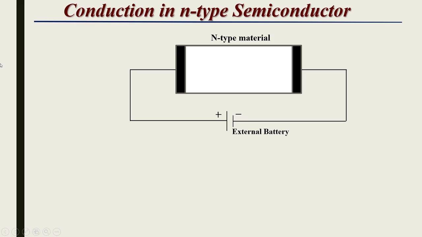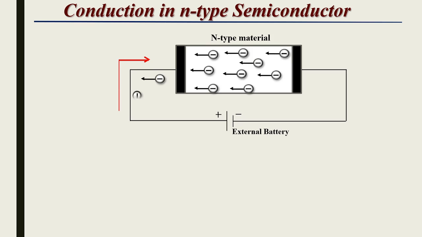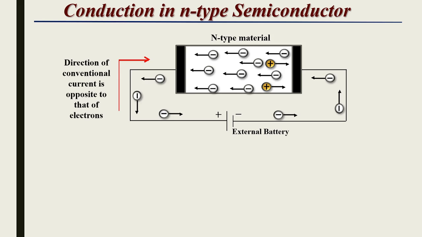So this is the n-type material, and it is connected to an external battery. Here we have the maximum number of electrons and a small number of positive charges, that is, holes. When the positive and negative terminals of this battery are connected to this n-type material, the positive terminal of the battery will attract the negatively charged electrons, and the negative terminal of the battery will repel the negatively charged electrons. In this way the electrons flow, but the conventional current always flows from positive to negative. So the direction of conventional current is always opposite to that of electrons.